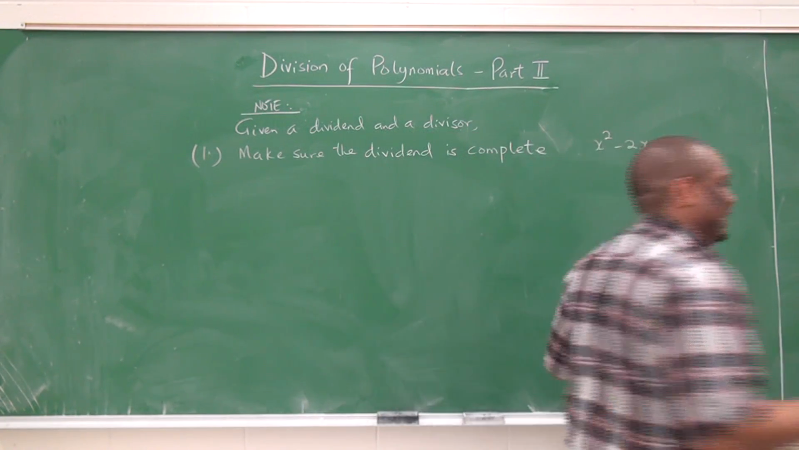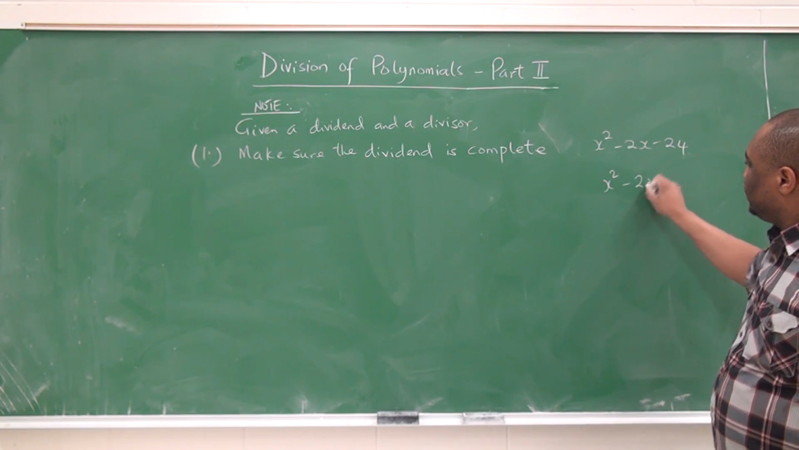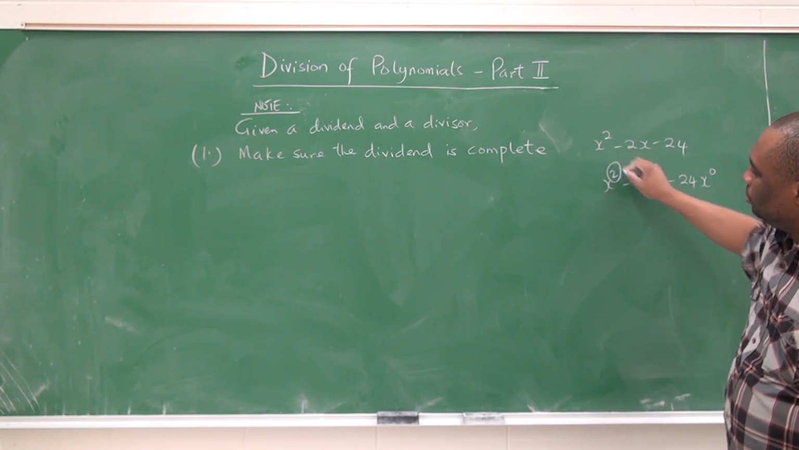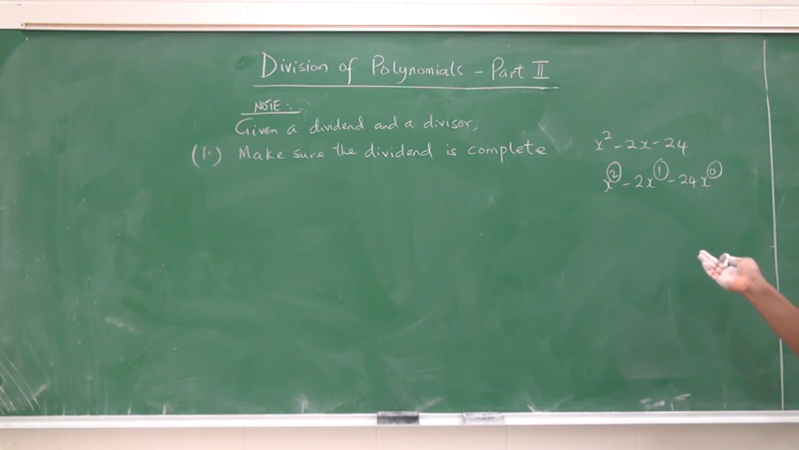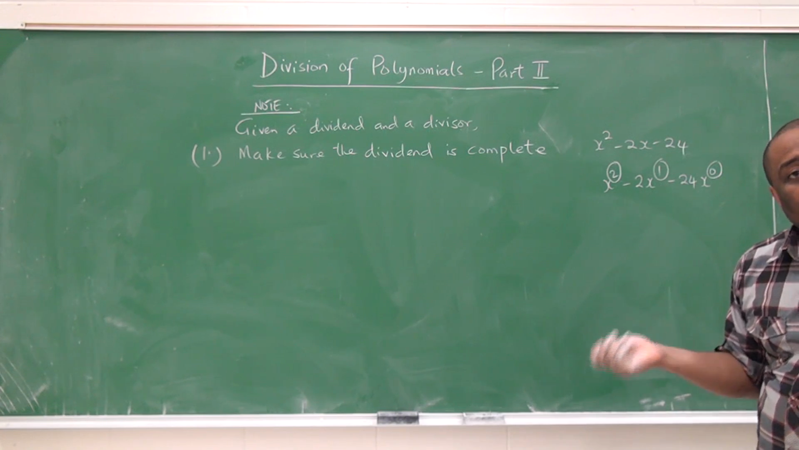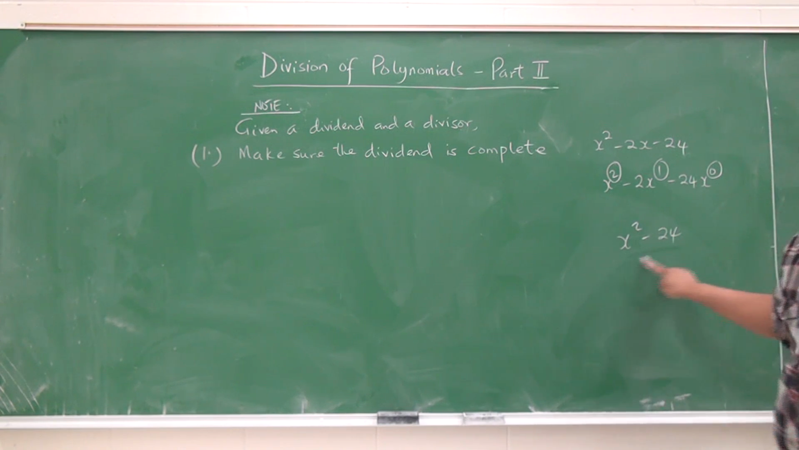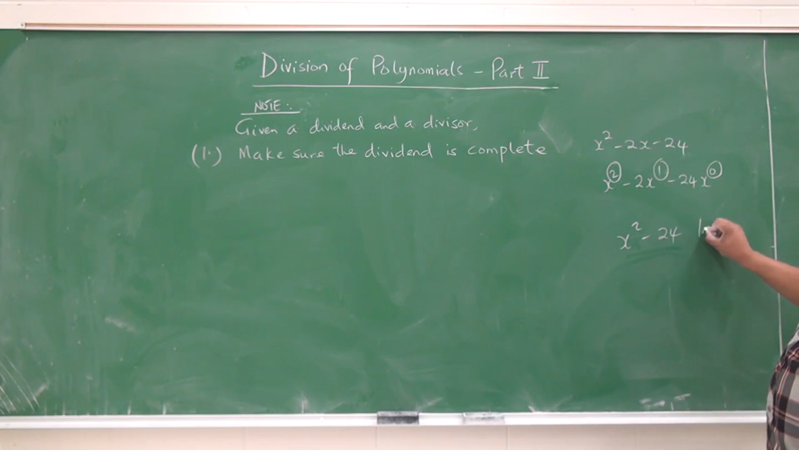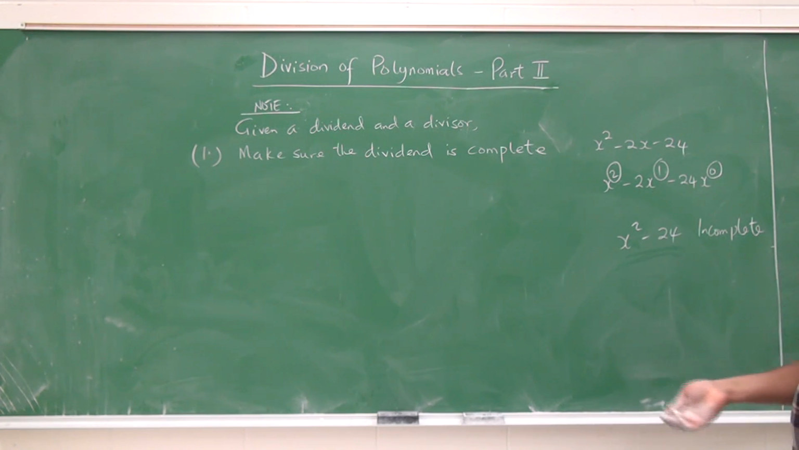What do I mean by complete? Check the exponent. This is x squared minus 2x to the 1 minus 24x to the 0. So you see 2, 1, 0. This is complete. Now you will come across cases where they might write x squared minus 24. This is not complete. This is missing the 1 exponent. So this is incomplete, and this is what you don't want. So when you have an incomplete one, complete it.